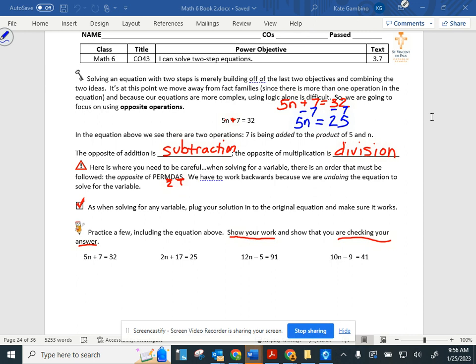Now what's my next step? I want n by itself. James. You can divide 25 by 10. Why 10?